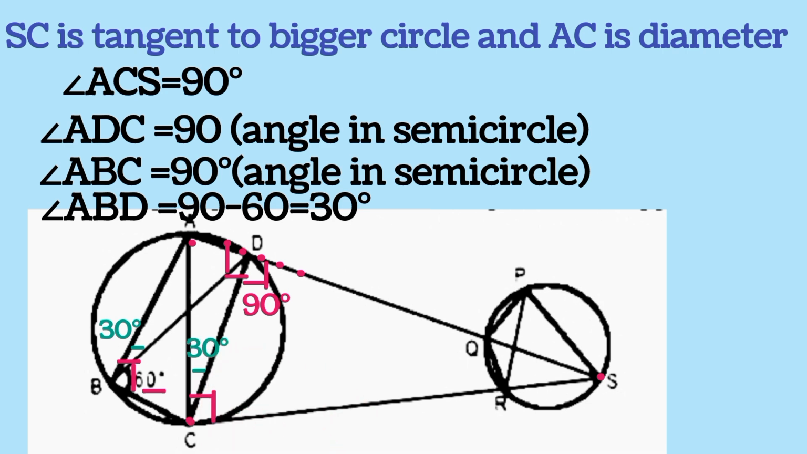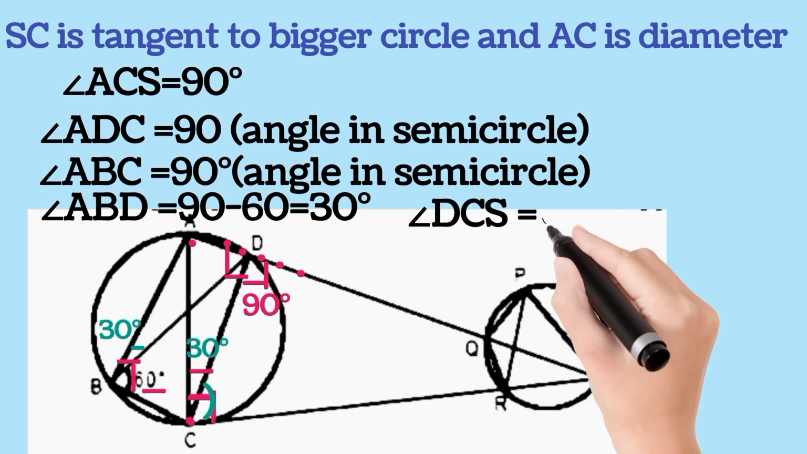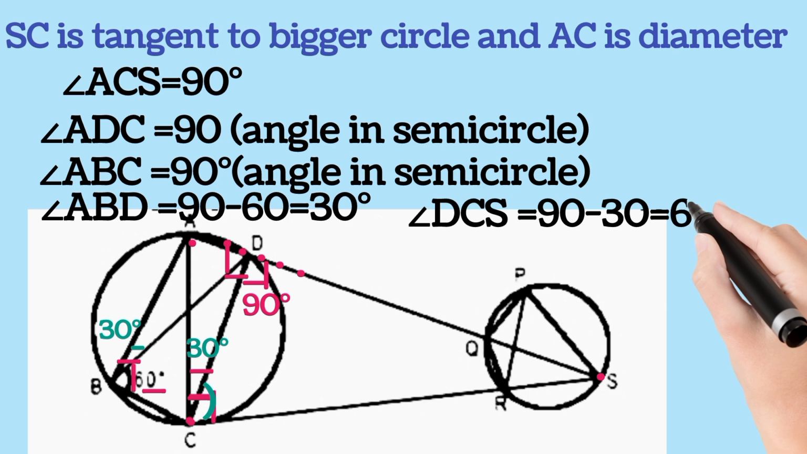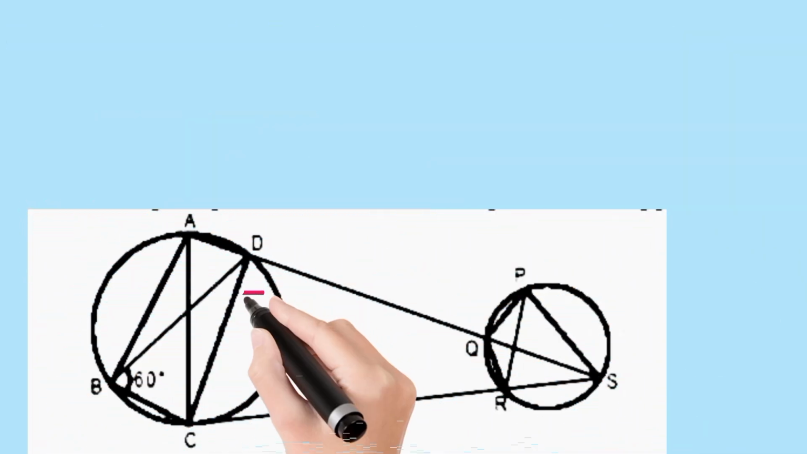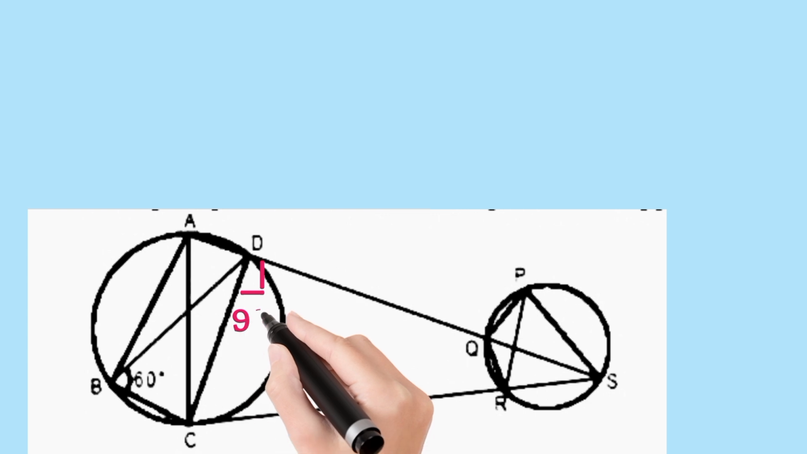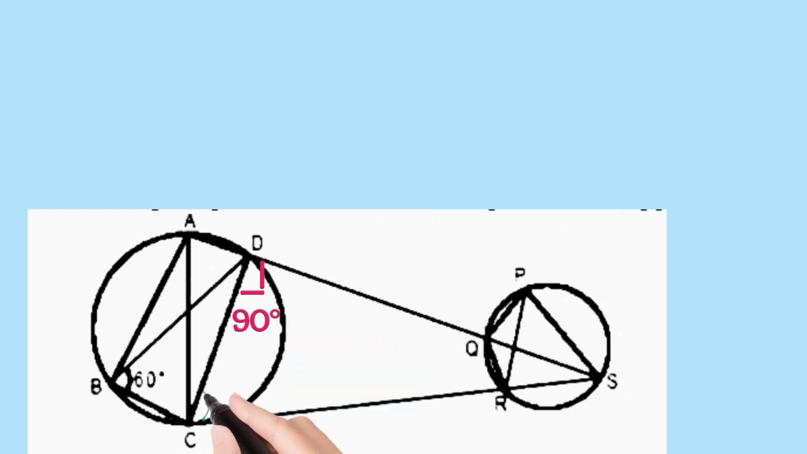Now this angle is 90 degrees and this we have calculated as 30 degrees, so the remaining angle, which is angle DCS, is equal to 90 minus 30, that is 60 degrees, so this angle is 60 degrees. Now let us draw the figure again. Now this angle we have calculated as 90 degrees and this we have calculated as 60 degrees.